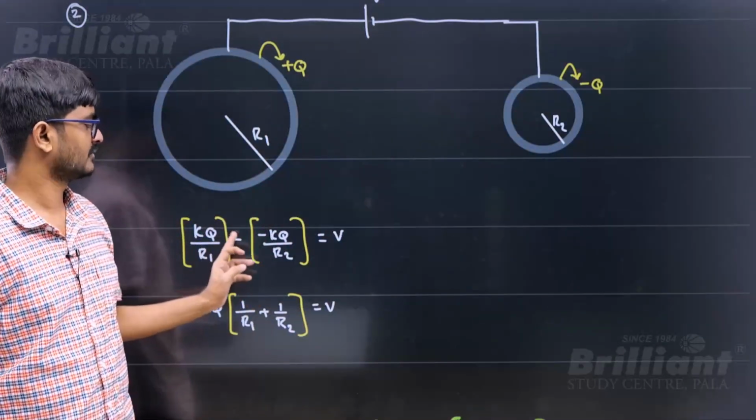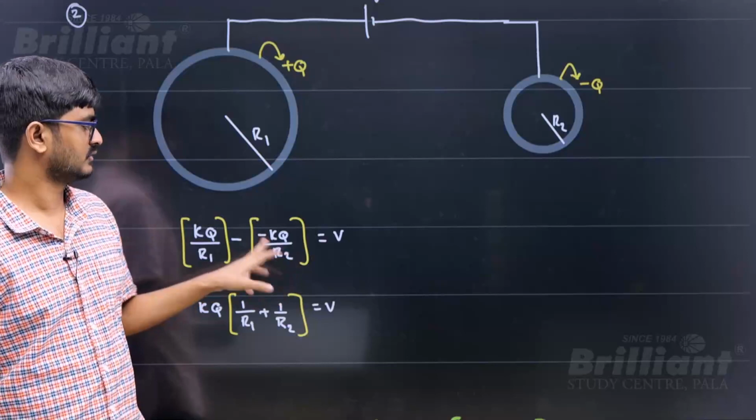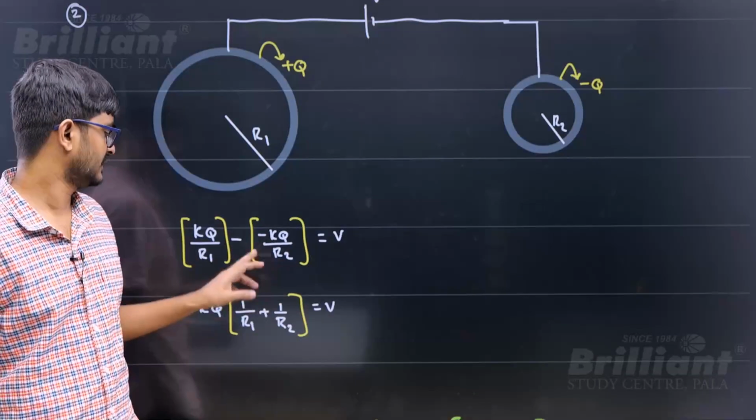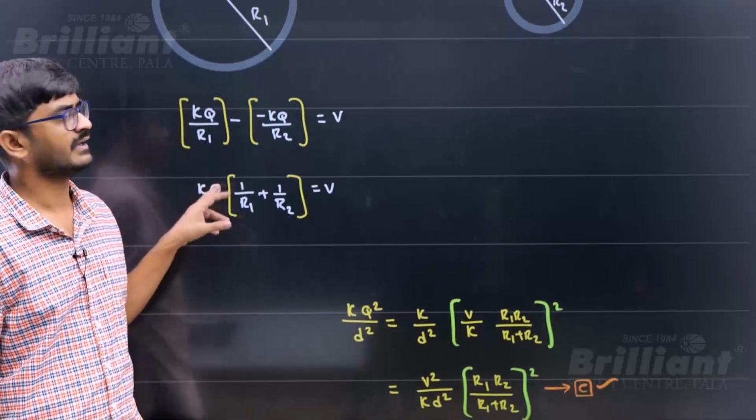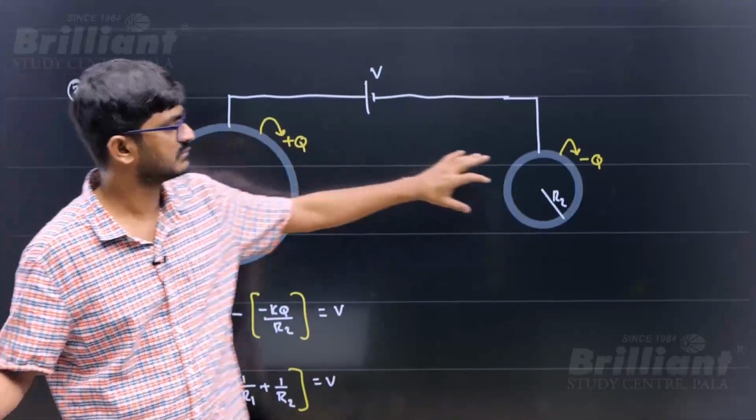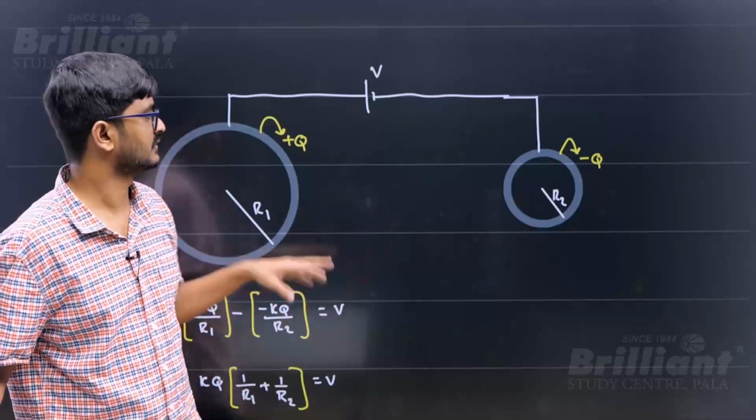K into Q by R1 minus K into minus Q by R2. The potential difference has to be V. From there I will be getting the value of Q. Now why am I getting the value of Q? Because they asked what is the force of interaction between them.